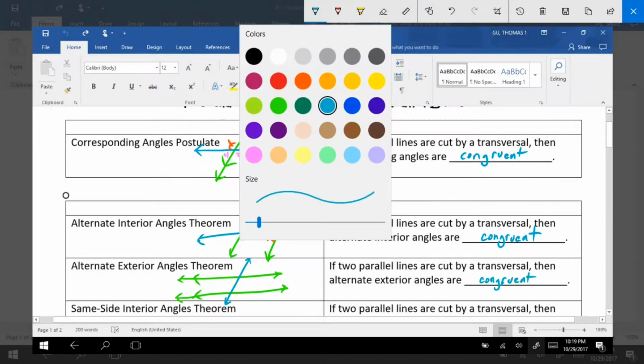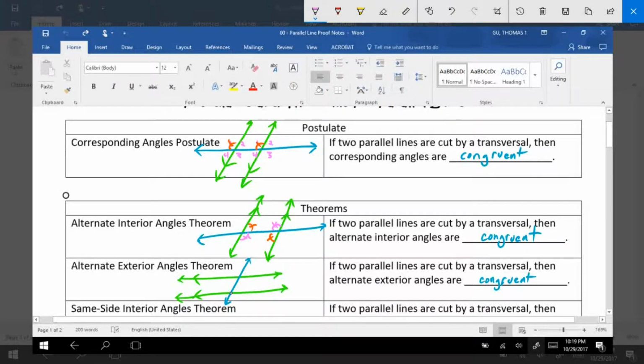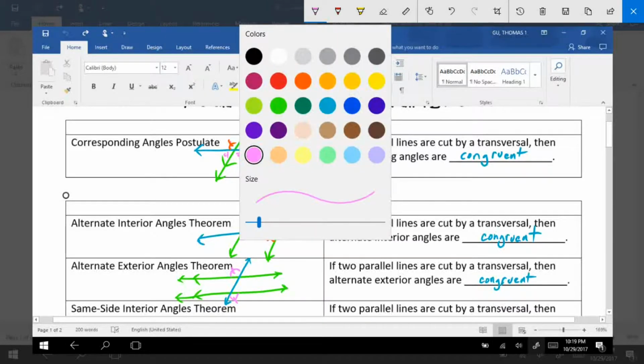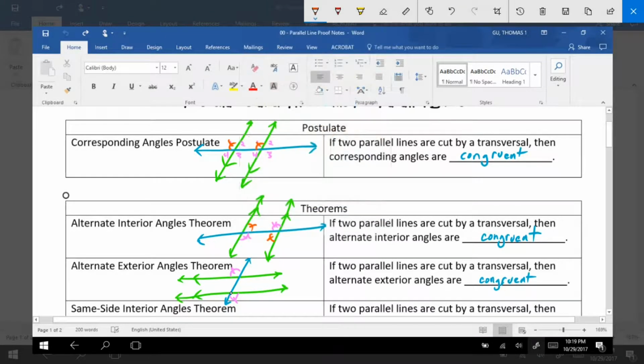Where are the alternate exterior angles? They're exterior, so they're on the outside of the two parallel lines, and they're alternate. So one would be right here. There's one pair of alternate exterior angles. These two would be congruent, and then my other pair would be right here. Boom and boom, and those two would be congruent as well. All right? So that is going to be the alternate exterior angles theorem. All right, let's move it down. On to the next one.